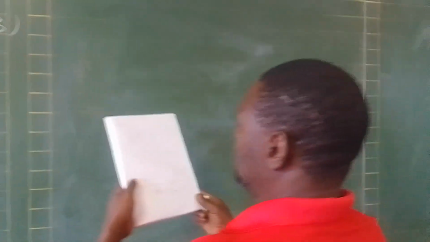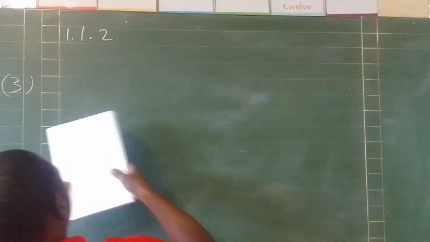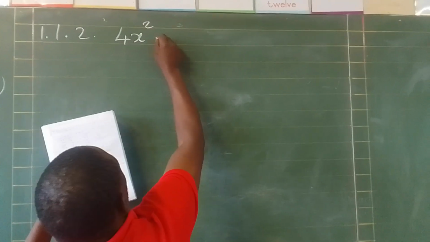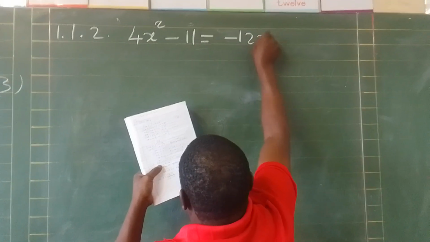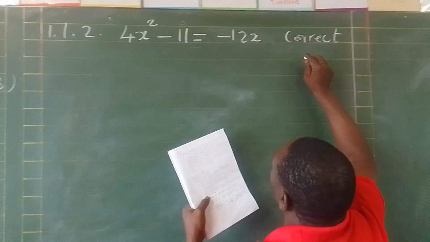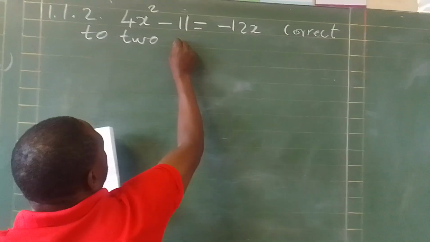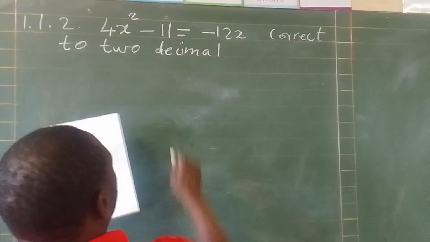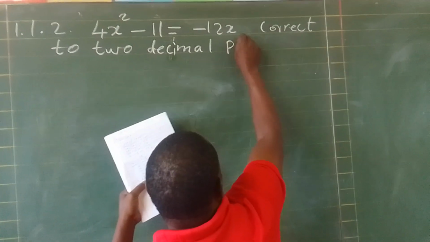The next question comes as 1.2. They say solve for x as well. It's 4x squared minus 11 is equal to minus 12x. They say correct to 2 decimal places.